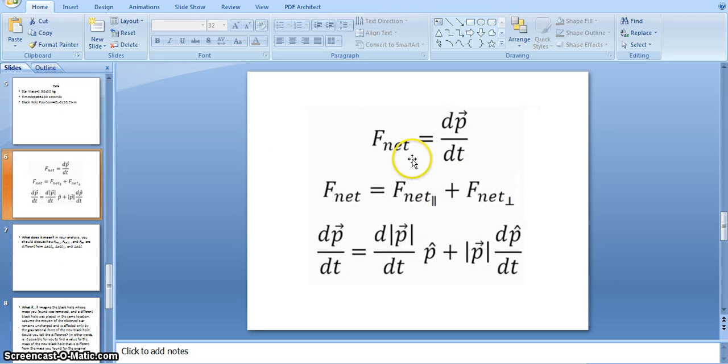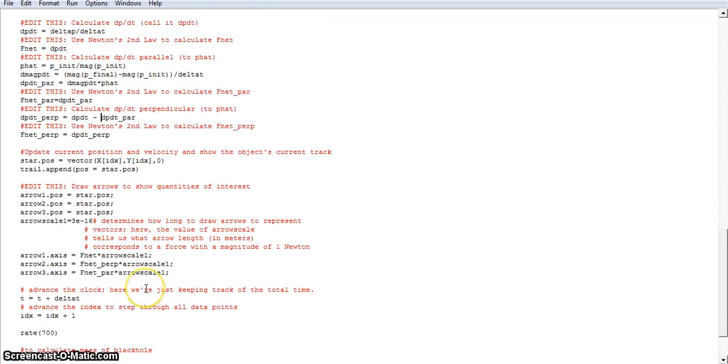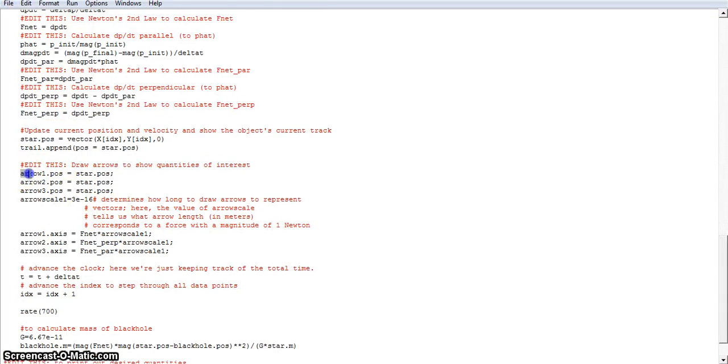So as you can see here, the net force is equal to dp/dt, and the F net is equal to the sum of the parallel and perpendicular components of the force net. We set dp/dt equal to this, which is the parallel component, and this is the perpendicular component. As you can see, the perpendicular component has a direction component because the perpendicular component is responsible for the change in direction, while here we have the magnitude because the parallel component of the force is responsible for speeding up and slowing down.